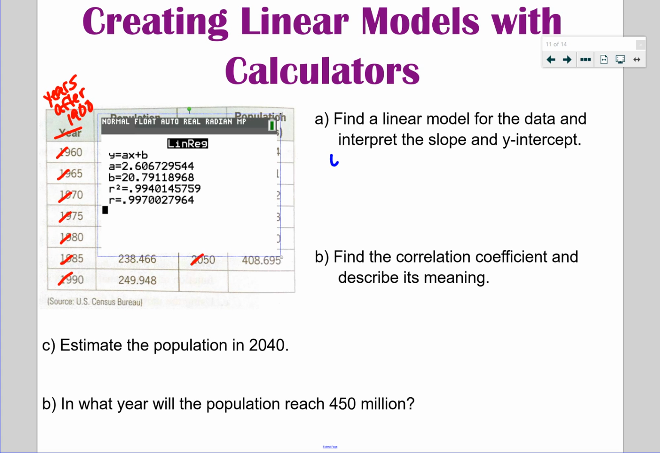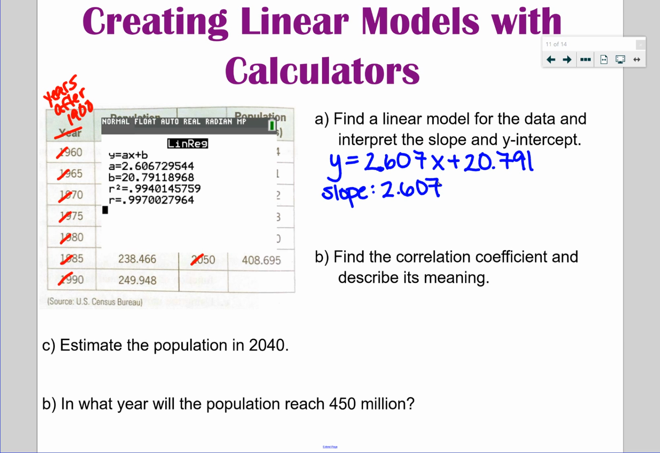So my linear model is y equals, I'm going to give it 3 decimal places here, 2.607x plus 20.791. Okay, so from there, we're going to go ahead and find what our slope and our y-intercept represent. So let's start with the slope. The slope is 2.607. And remember, slope represents something that's constantly increasing or decreasing.